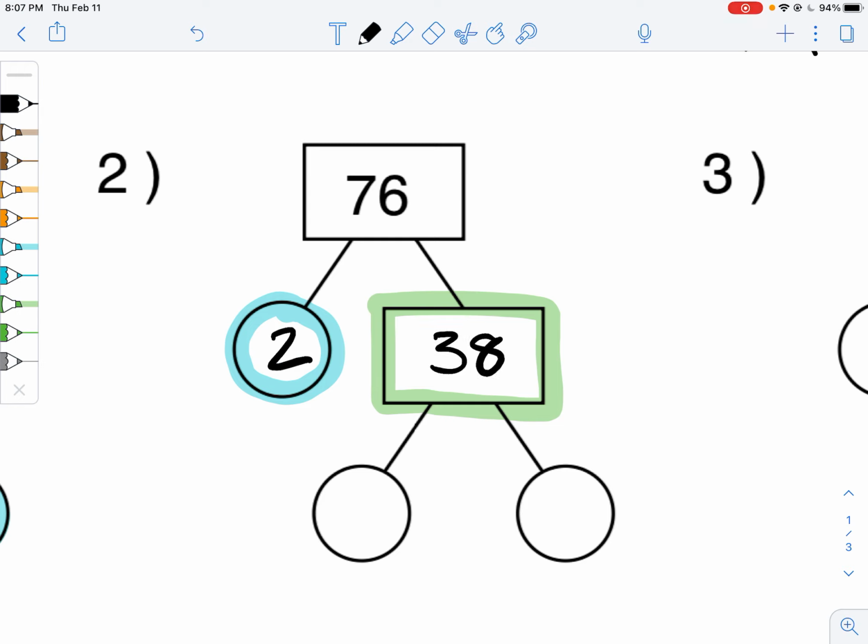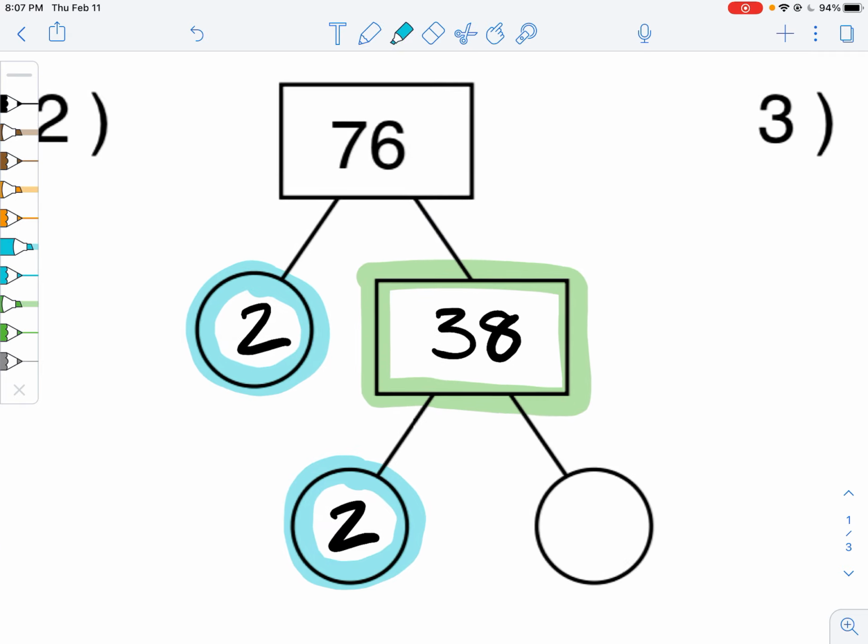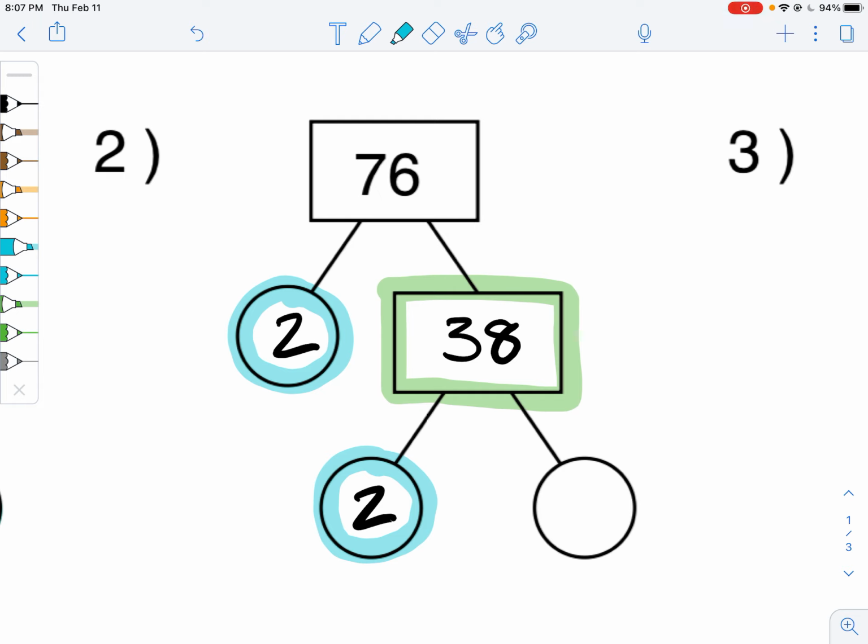Oh, hey, look, we have another even number. 38 is still even, so I'm going to go with 2. It's very exciting. Okay, and we circle that because you can't break up 2 anymore. 38 divided by 2 is 19. We can't break up 19 anymore either. It's not divisible by 3 or 5 or anything.